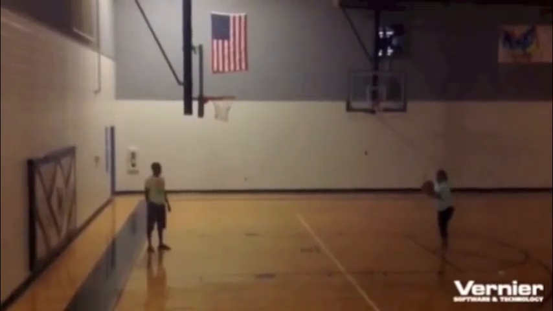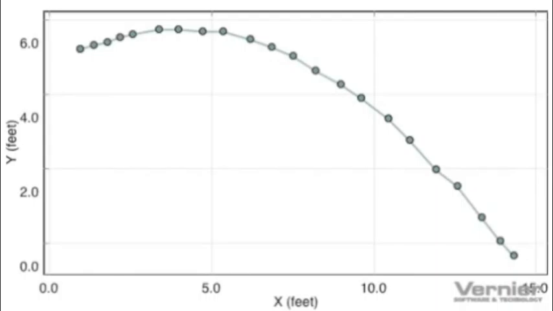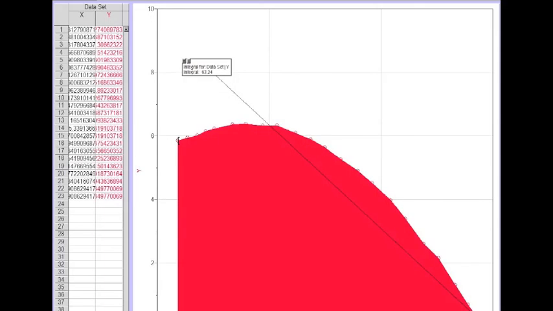We traced the path of the ball using the blue dots shown. Then the program gave us a graph. We generated the integral of the graph using Logger Pro, as shown here.